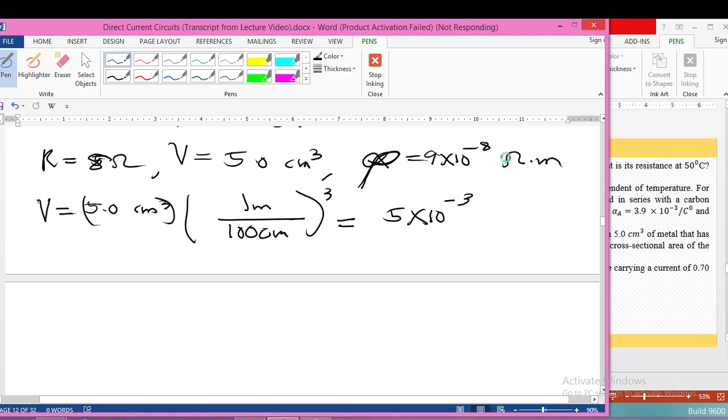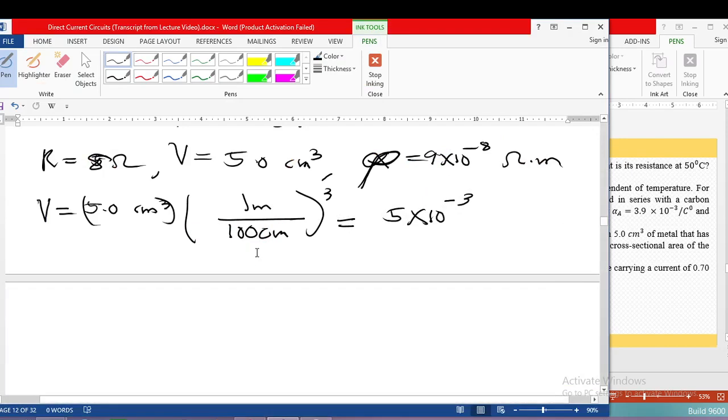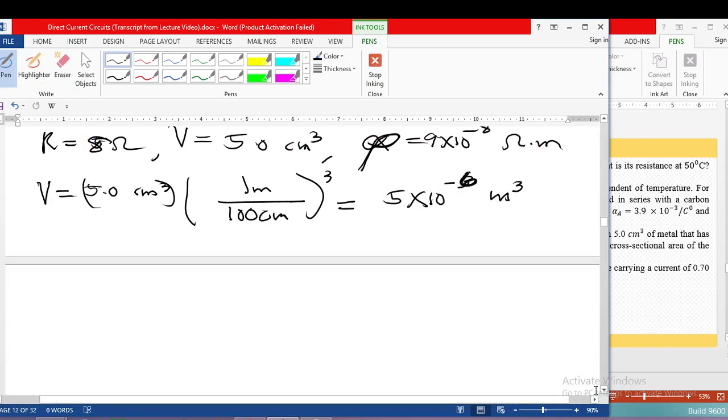I mean negative 6. Okay, sorry. Okay, well, is 100, right? So negative 6, guys. So that is cubic meter. So next, we have to take note that the resistance in terms of length and the cross-sectional area is equal to this one. So we are given R and we're given rho. So what's left is L and A.